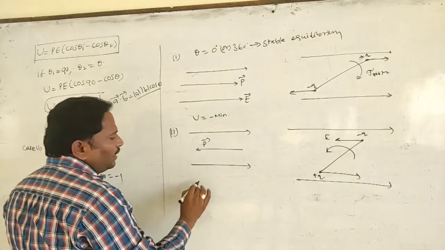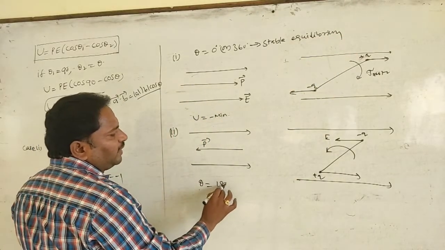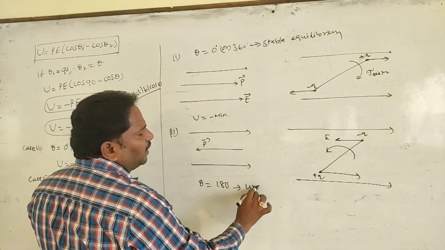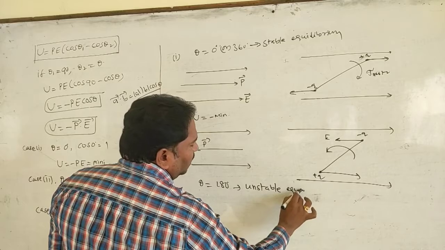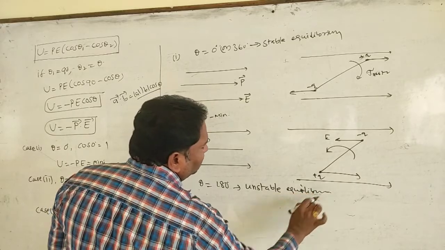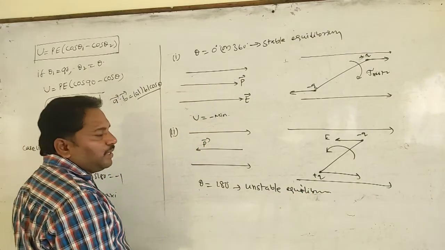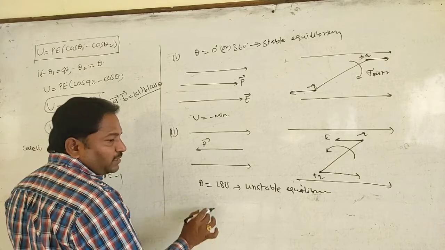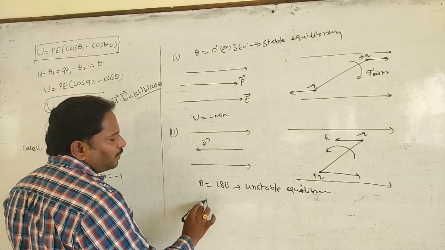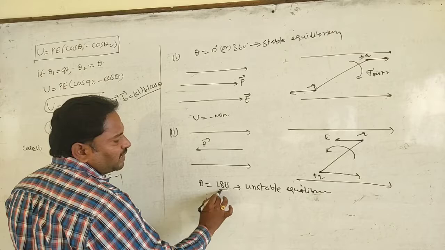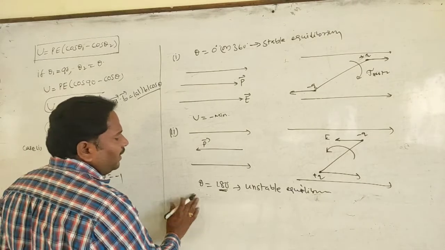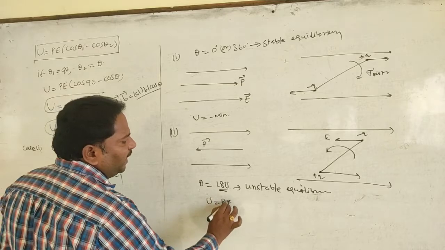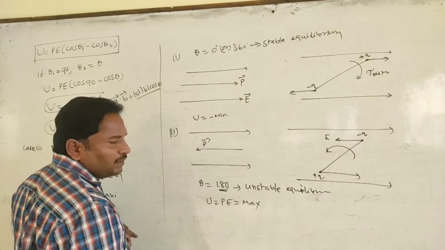Next, theta equal to 180 degrees is unstable equilibrium. Now what is the potential energy in the unstable equilibrium? Theta is equal to 180 degrees, so cos 180 is minus 1. Substituting here, the potential energy P E is maximum. It's very important.